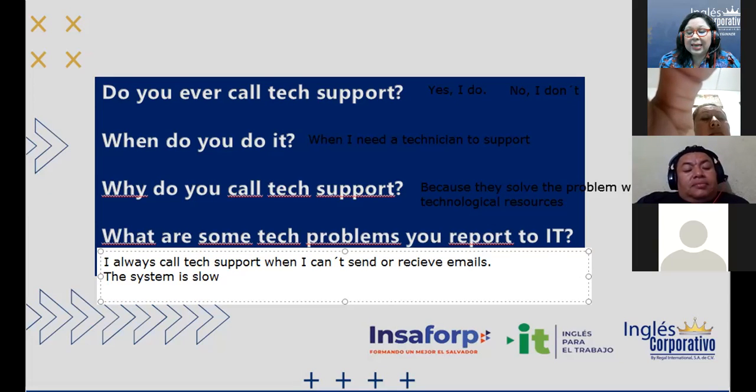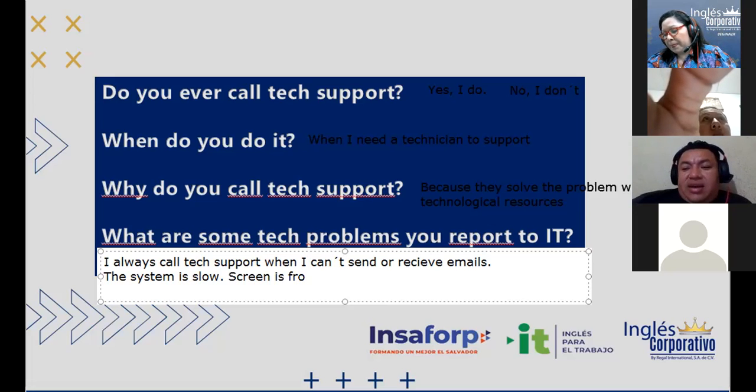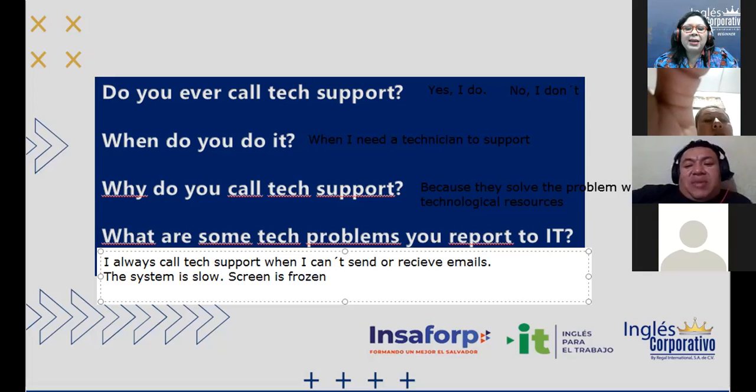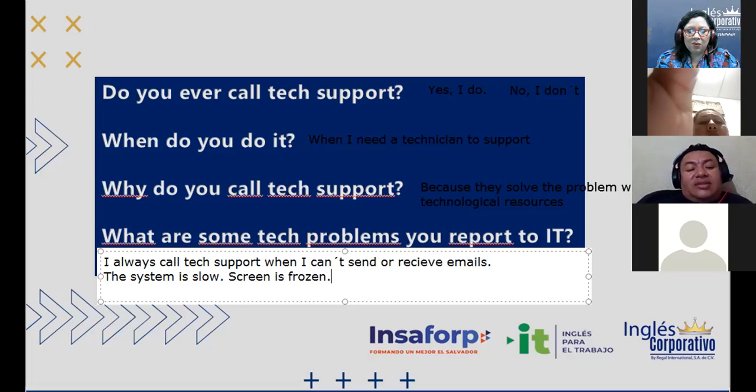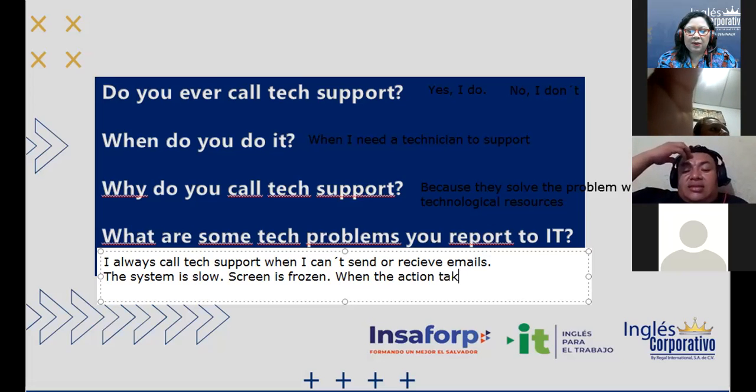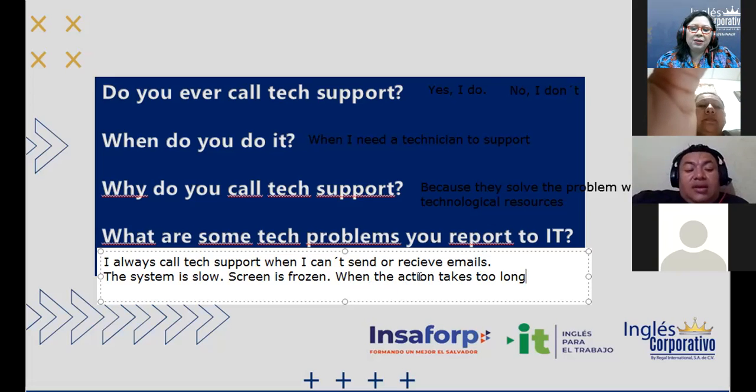Se les queda la computadora frizada. Cuando pasa demasiado tiempo. O sea, sabemos que puede ser un momento de 10, 15 minutos, pero cuando ya pasa... Screen is frozen, okay. When the action takes too long. Okay, así decimos cuando la acción que yo le he dicho que haga a la computadora toma demasiado tiempo. When the action takes too long, cuando tarda demasiado.